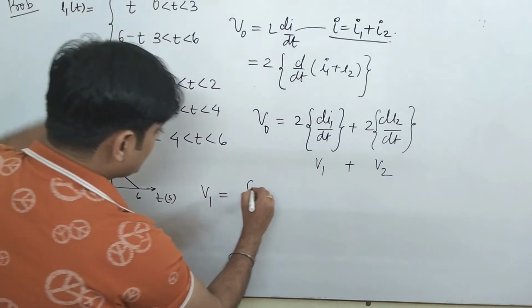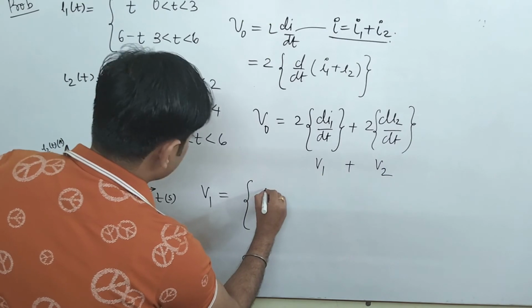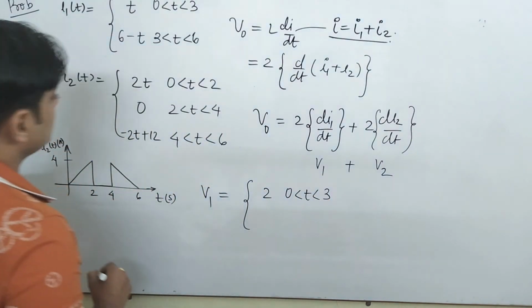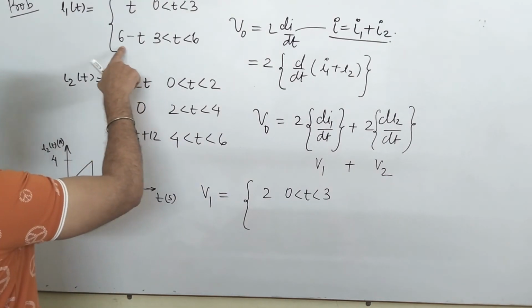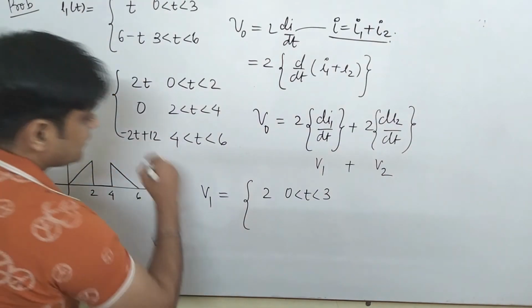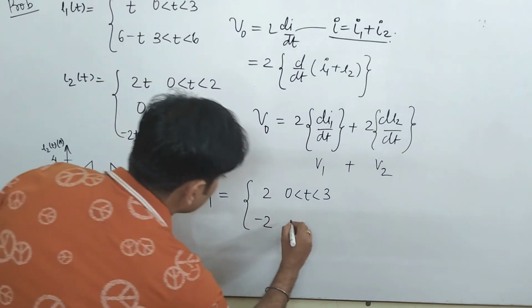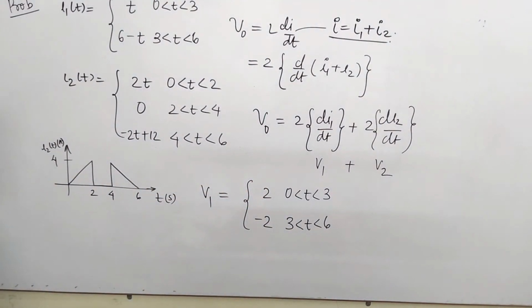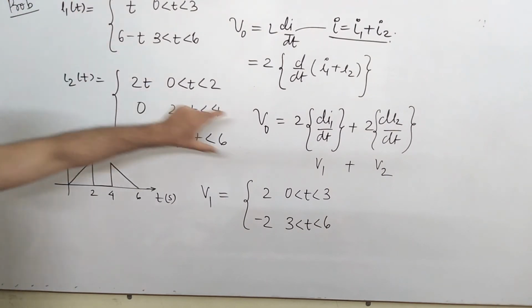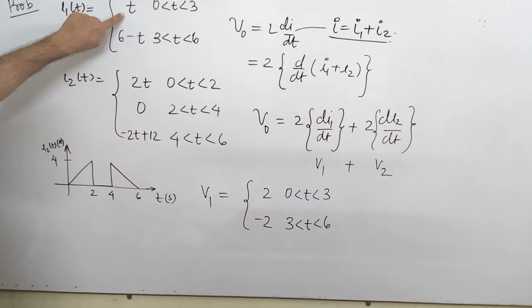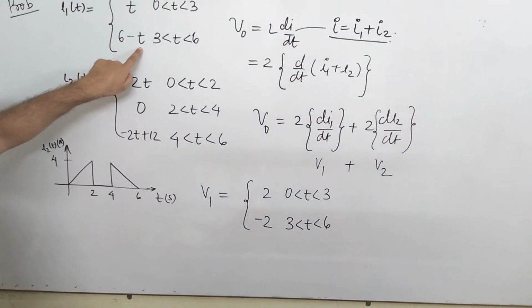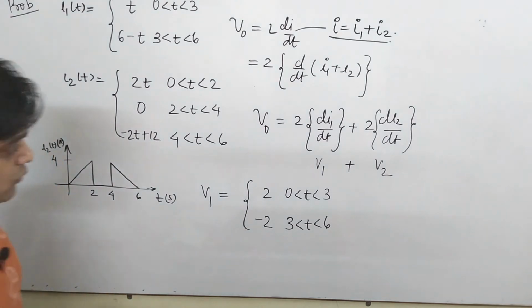The value of differentiation of t comes to be 1. So it is 2 for 0 less than t less than 3. Yes. When you differentiate this, this goes 0, it is minus of 1, so that comes to be minus of 2 for 3 less than t less than 6. So this is the value of V1. Once again try to understand, we simply differentiate it, that is di1 by dt. Differentiation of t comes to be 1, so multiplied by 2, that comes to be 2. 6 goes 0, it is minus 1, so that comes to be minus 2.